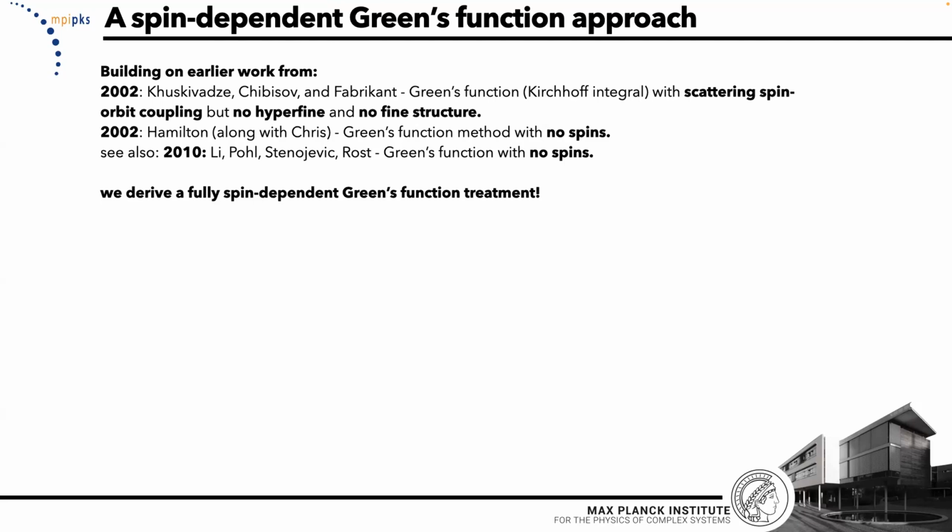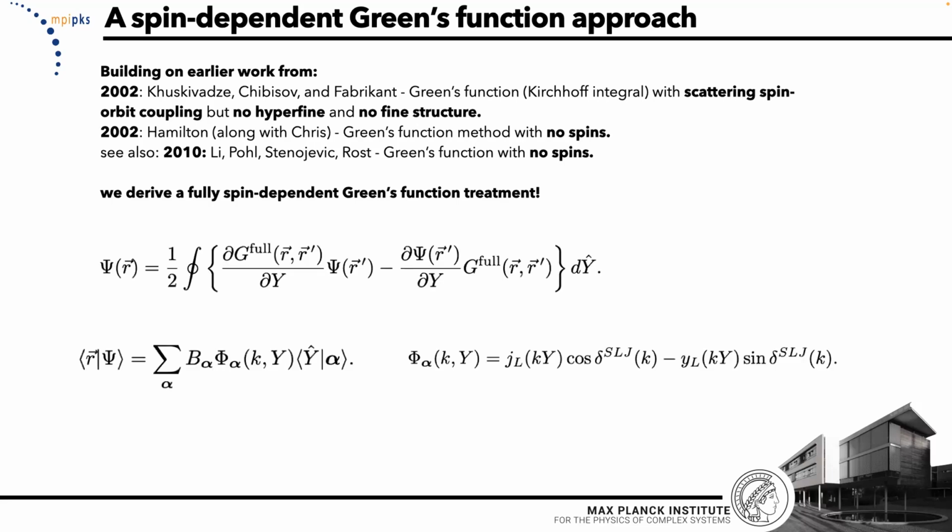There's also a similar approach that was developed by Chris with one of his PhD students at Hamilton, which was basically a Green's function approach, which didn't have any spin degrees of freedom. And there's also similar work done by Wyman in the audience to basically do the same thing, as far as I understand. But what has been missing until now is really a fully spin-dependent approach using Green's function methods. And that's what we have done.